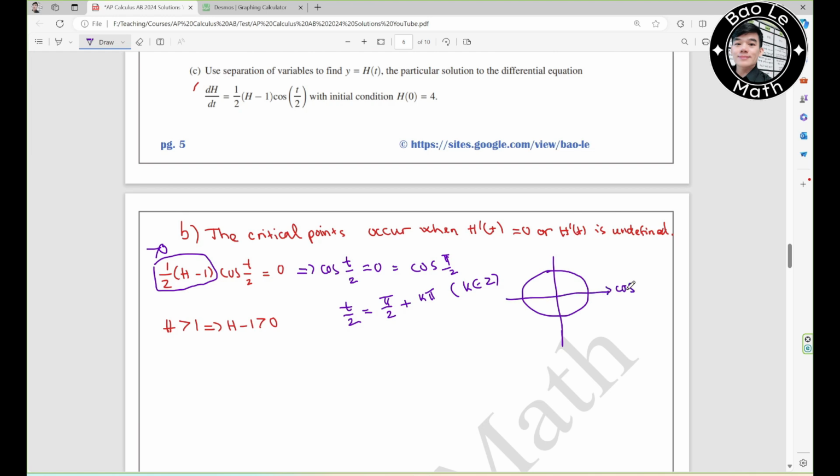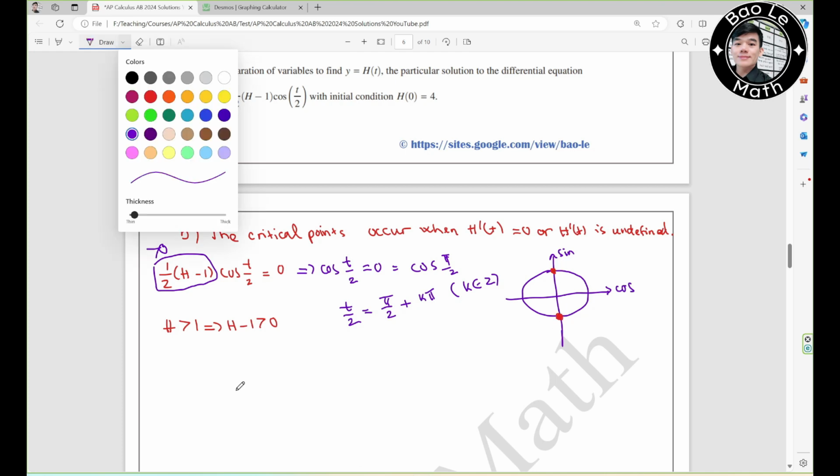So this is cosine and this is sine. Cosine equals 0 when the angle is pi over 2, 3 pi over 2. So pi over 2 plus k pi. K equals 0, you get pi over 2. K equals 1, you get 3 pi over 2. And then 5 pi over 2.